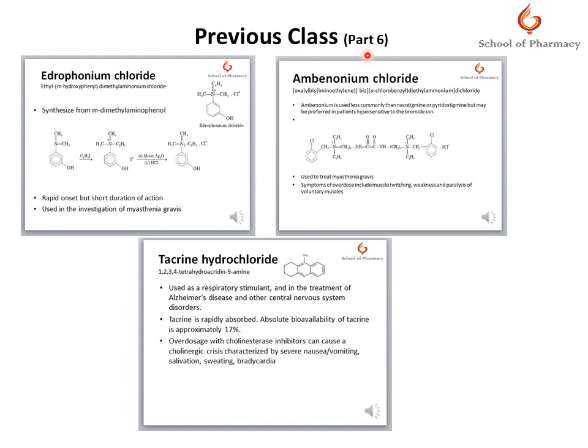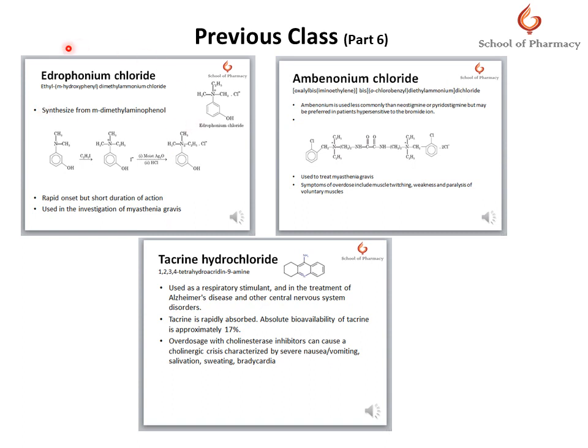In the previous class, part 6, we discussed three compounds: edrophonium chloride, ambenonium chloride, and tacrine hydrochloride. Edrophonium chloride and ambenonium chloride are used for myasthenia gravis, a problem of weakness in the muscles. Tacrine hydrochloride is used as a respiratory stimulant in Alzheimer's disease as well as in some central nervous system disorders. But tacrine hydrochloride is no longer on the market in the US because of hepatotoxicity or gastrotoxicity.